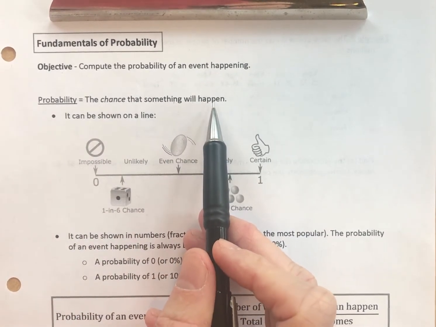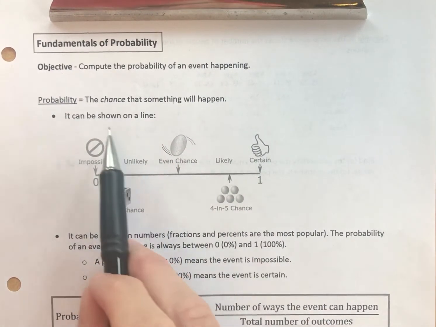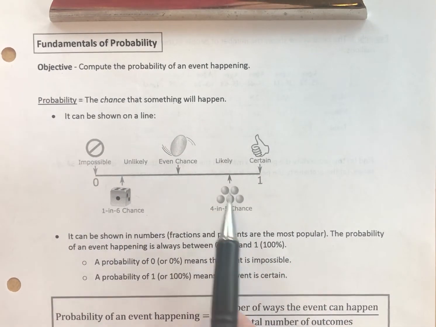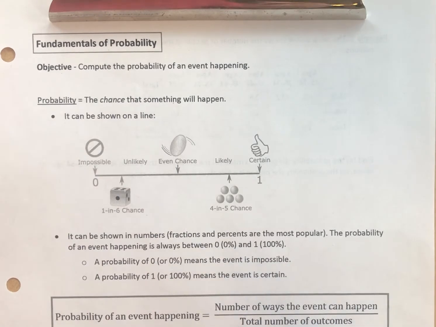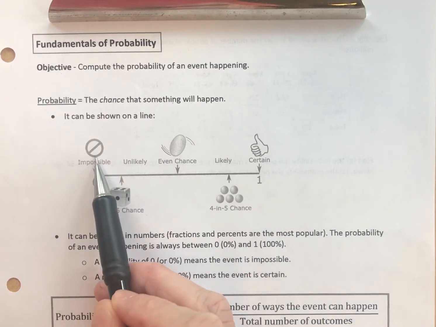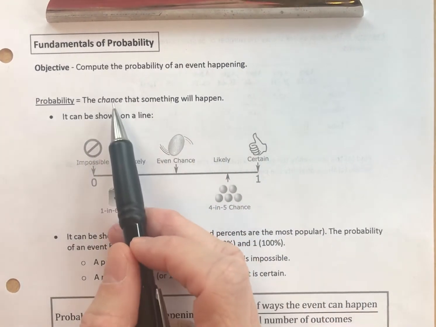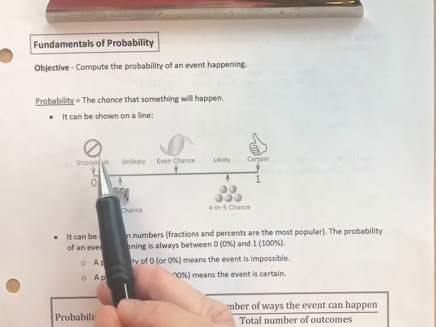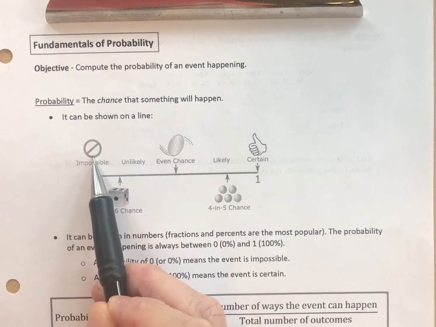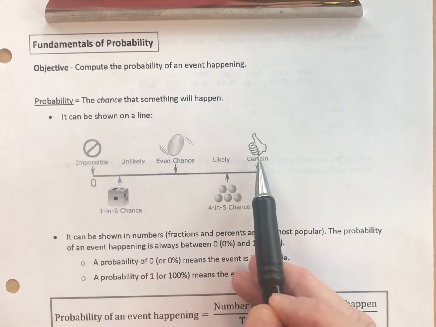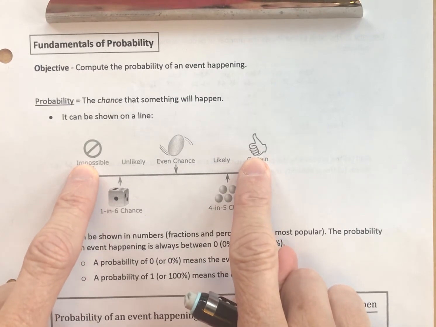Okay, two ways we'll see it. I found this online, a nice little line that gives you a sense of it. So probability can be shown on a line, and basically probability goes from impossible to certain. Okay, so probability being the chance that something will happen, that something is either impossible, no way it's going to happen, or it's absolutely going to happen. These are your two extremes.